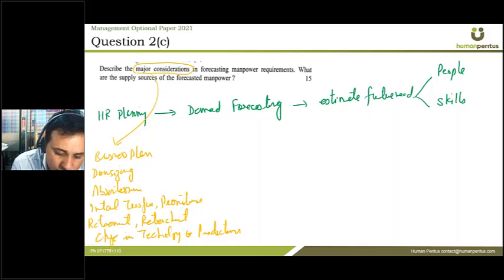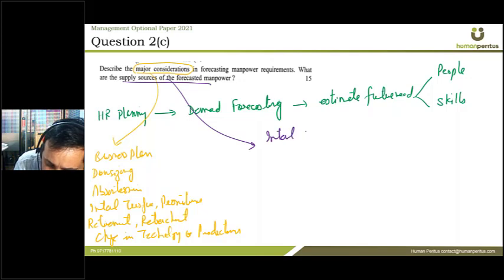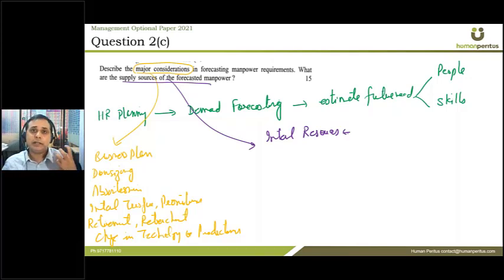Okay, let's come to second part of question. Second part is, what are the supply sources of forecasted manpower? It's pretty easy one. So first is that we have our internal resources. So what are internal resources? That the people which are getting promoted or which are getting transferred, these are internal resources. Then internal also another thing, internal job postings which are there in a company.